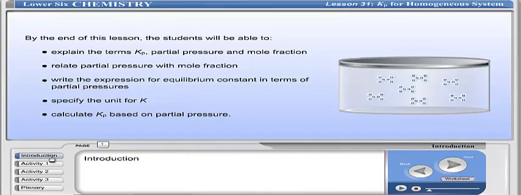By the end of this lesson, the students will be able to explain the terms Kp, partial pressure, and mole fraction, relate partial pressure with mole fraction, write the expression for equilibrium constant in terms of partial pressures, specify the unit for Kp, and calculate Kp based on partial pressure.